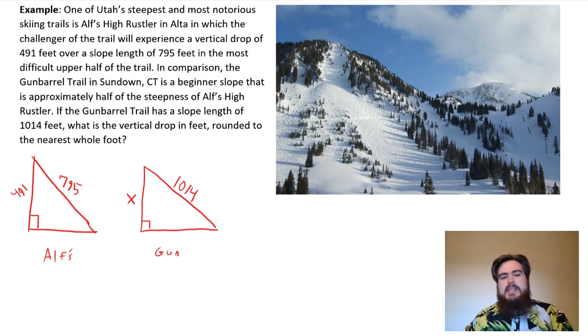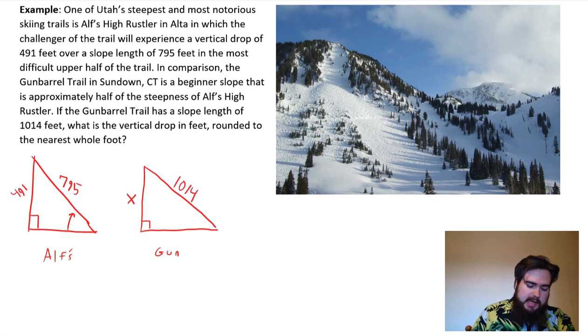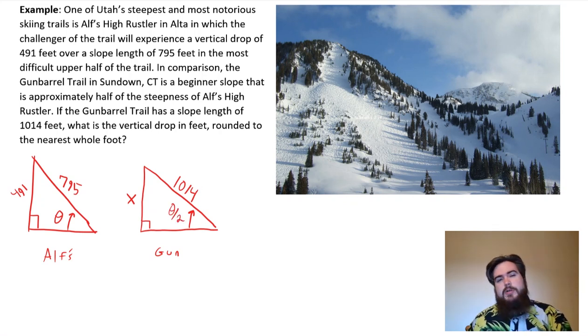The part where it says that Gun Barrel has half the steepness of Alf's High Rustler: steepness can be represented by the angle of elevation. If we represent Alf's with theta, and Gun Barrel has half that steepness, then Gun Barrel would be theta divided by 2. So then, I should be able to use a half angle formula to relate these two. I can really choose whichever one I want. However, I believe that sine would probably be the easiest one.